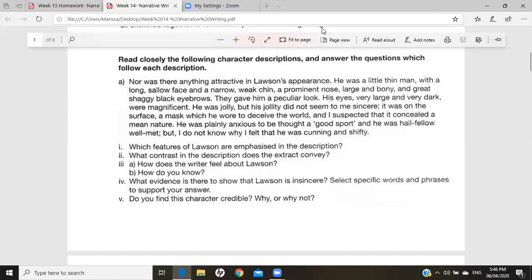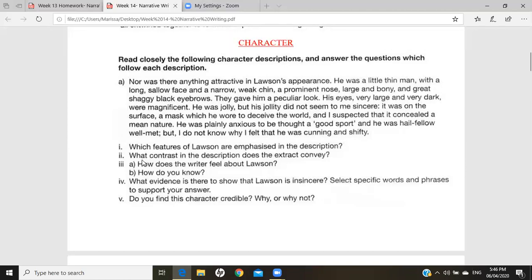What was the question? Yes, your question is the second one that says, what contrast in the description does the extract convey? So at some point when the writer is describing Lawson, do you see the writer saying one thing and then saying something else? So he's saying the complete opposite. So they are contrasting statements he's making, contradicting the type of person that he is. Because he seems to be this way, but for some reason the writer can't describe why, they feel that he's cunning and shifty.